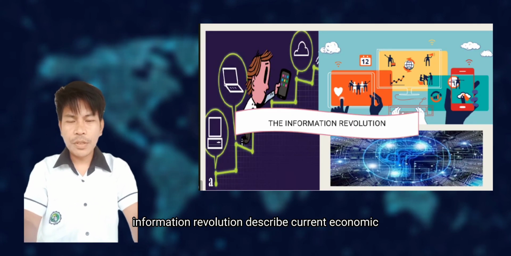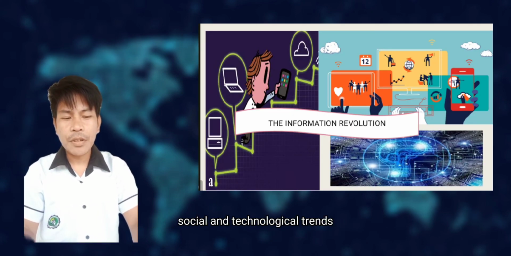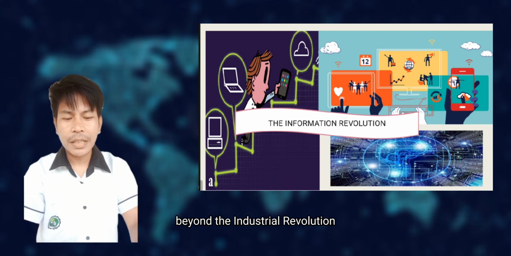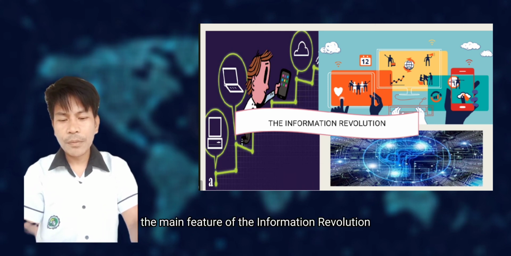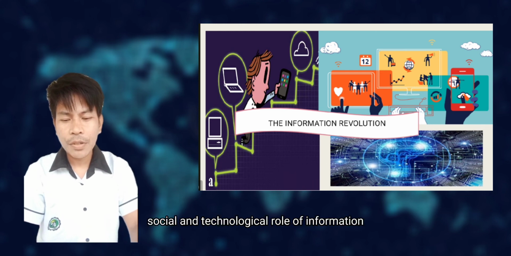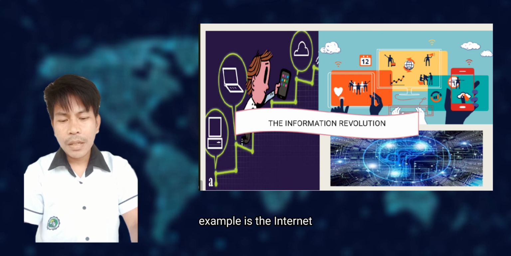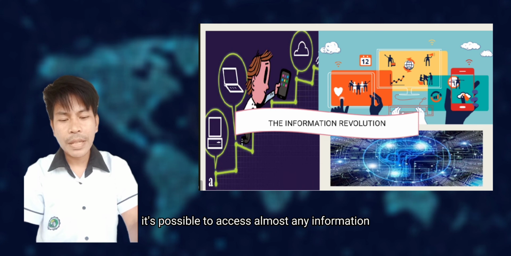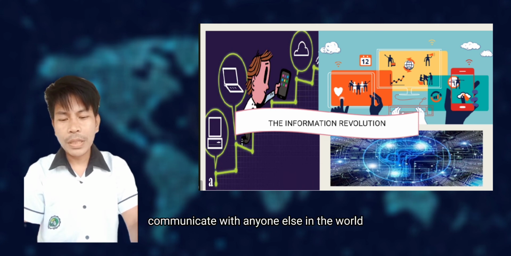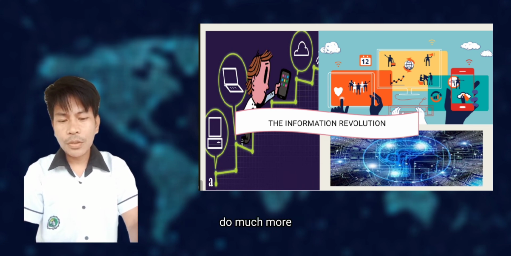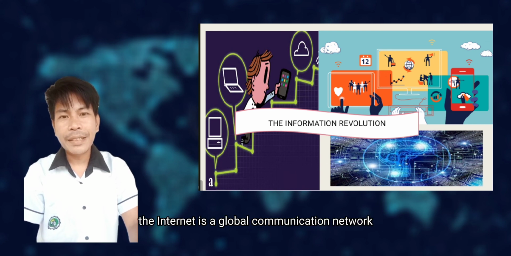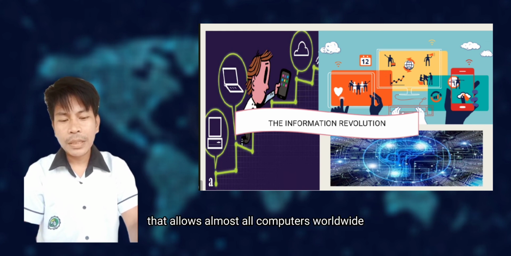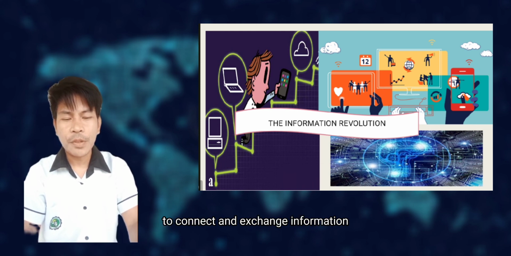The information revolution describes current economic, social, and technological trends beyond the Industrial Revolution. The main feature of the information revolution is the growing economic, social, and technological role of information. An example is the internet. With the internet, it's possible to access almost any information, communicate with anyone else in the world, and do much more. The internet is a global communication network that allows almost all computers worldwide to connect and exchange information.